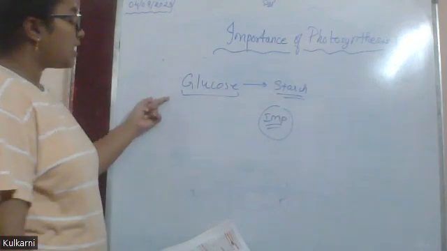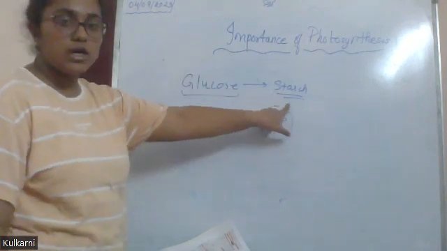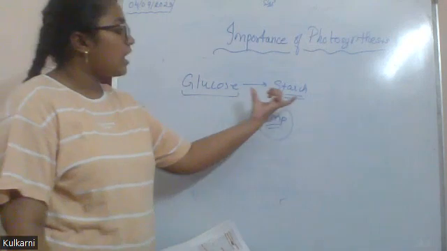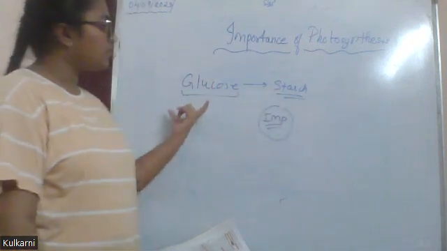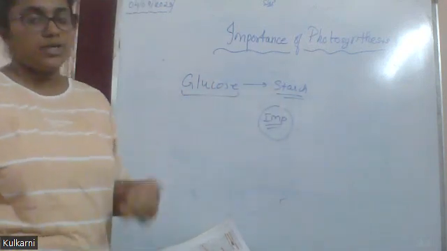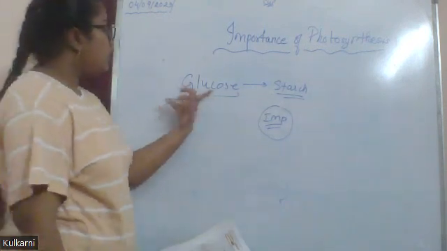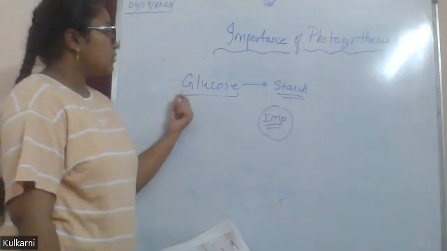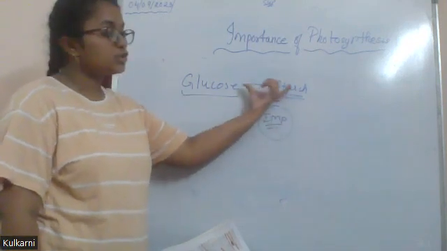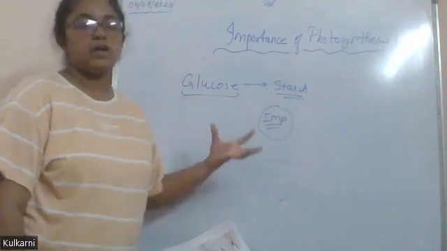Therefore, the plant will convert glucose into starch to store it. Starch is a storable form of glucose in plants. In the human body, it's different; we'll learn it in the next chapter. Now, glucose is converted to starch to store it, when it is extra.